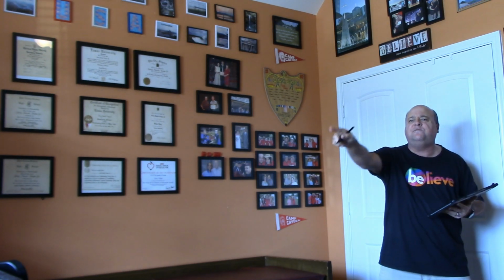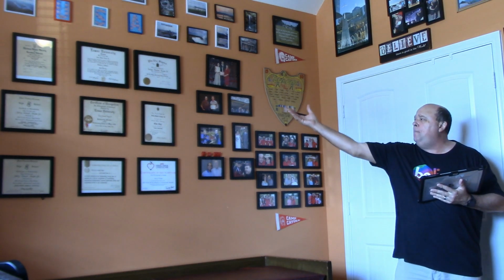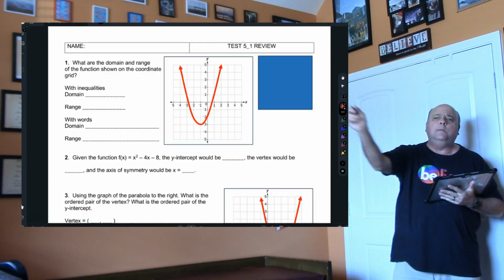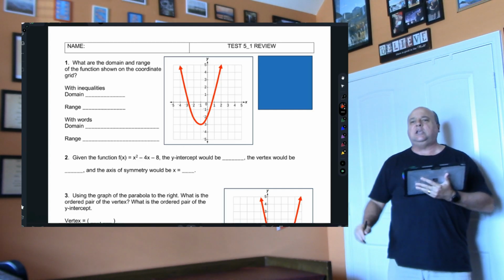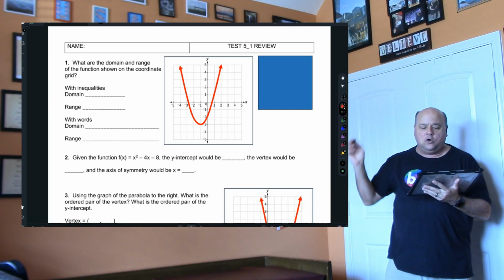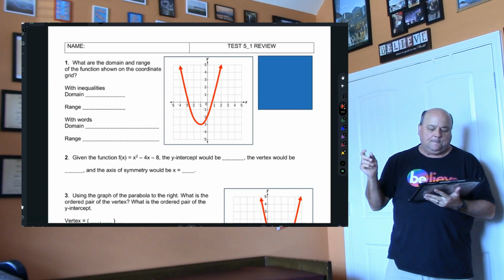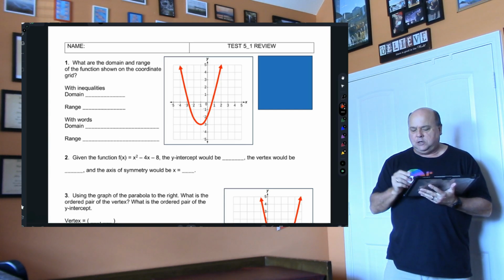Oh, we're about to have fun, because we're going to do your test review for test 5.1. So a magical whiteboard appears. Remember, we're talking about quadratic equations. Quadratic equations graph parabolas. So number one, we want the domain and range of this function, okay?